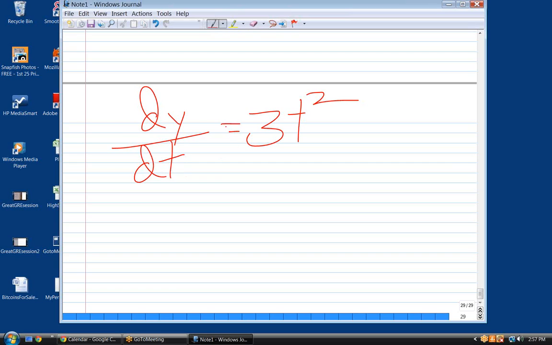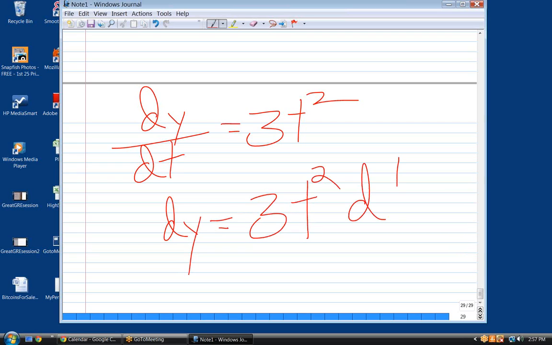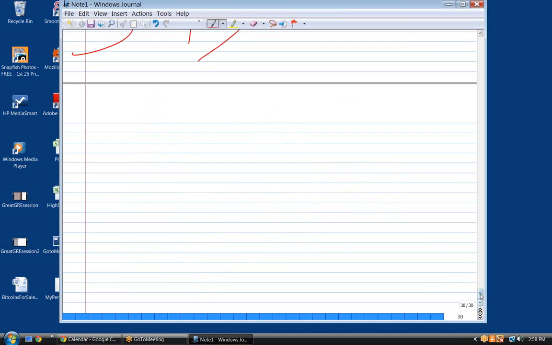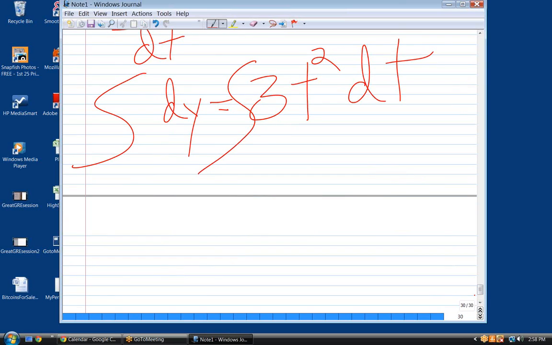Now, to solve this differential equation, I'm going to treat the differentials like they were fractions, multiply, then I'm going to integrate both sides. That rule in algebra that says you can do anything you want to one side of the equation as long as you do it to the other applies to integration also. In other words, you can integrate one side as long as you integrate the other.